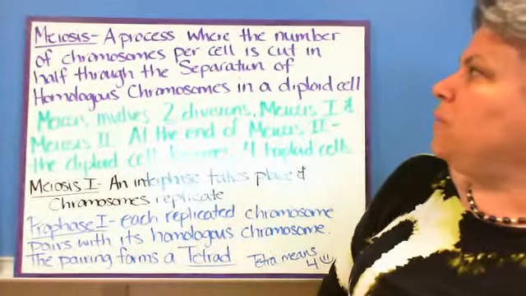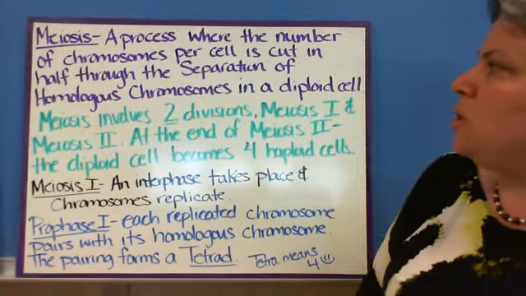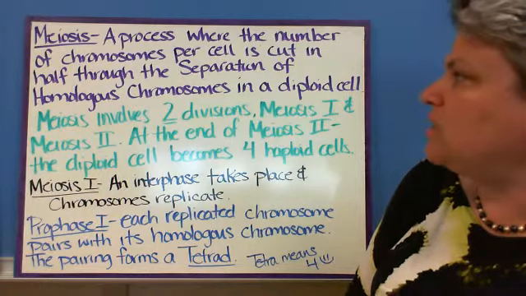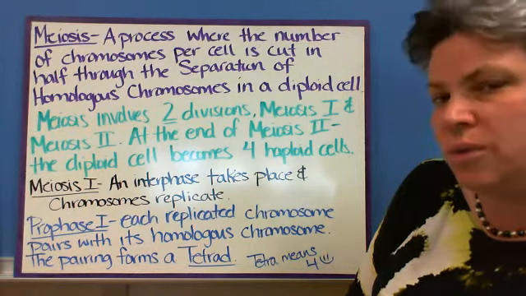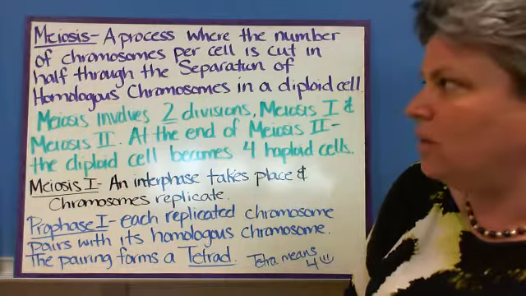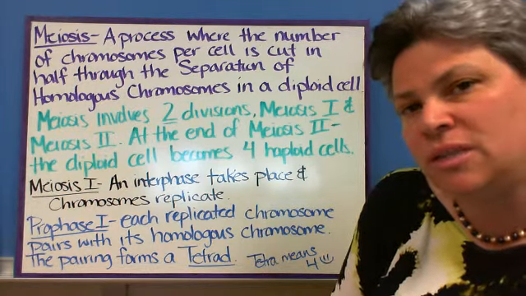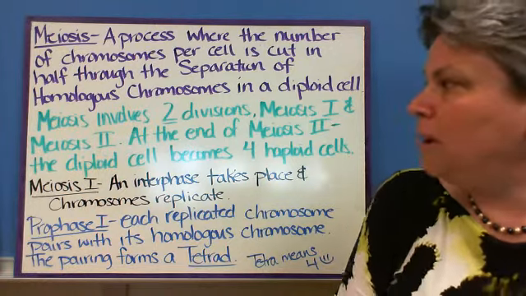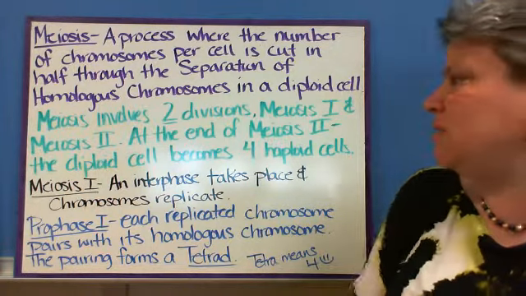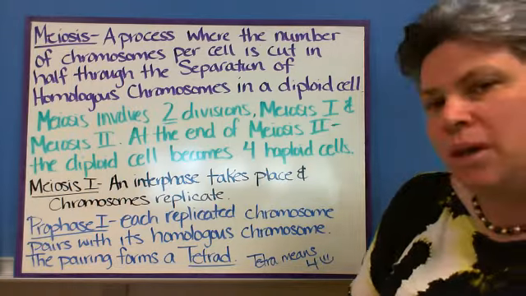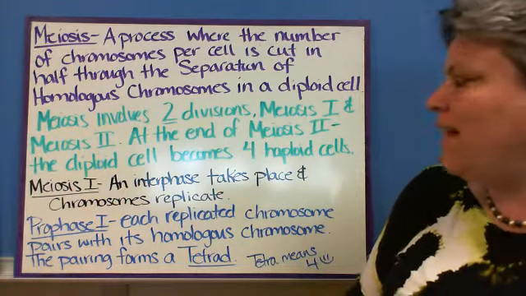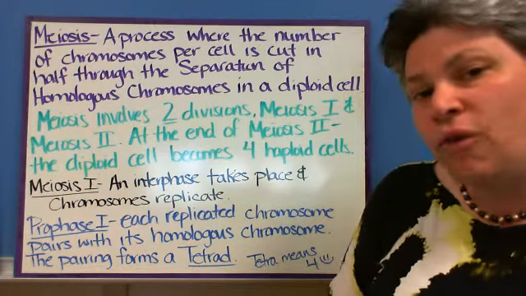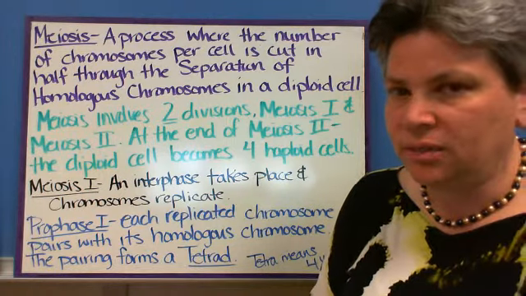Meiosis is a process where the number of chromosomes per cell is cut in half through the separation of homologous chromosomes in a diploid cell. So the purpose of meiosis is to cut the chromosome number in half. Meiosis involves two divisions, meiosis 1 and meiosis 2. At the end of meiosis 2, the diploid cell becomes 4 haploid cells.